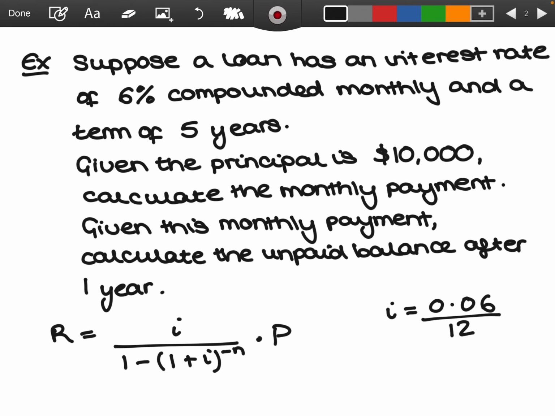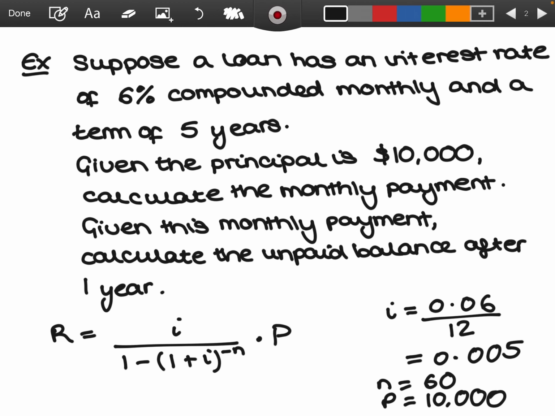It was 6% compounded monthly, which tells me that i is 0.005. N is the number of payments. Well, we're paying back every month for 5 years, so it's 12 months in 5 years, which means that n is 60. And then P is the principal amount. P is just the $10,000 that I borrowed from the bank originally.